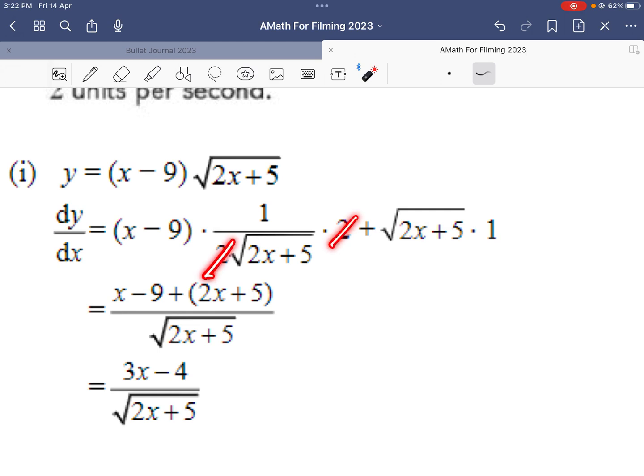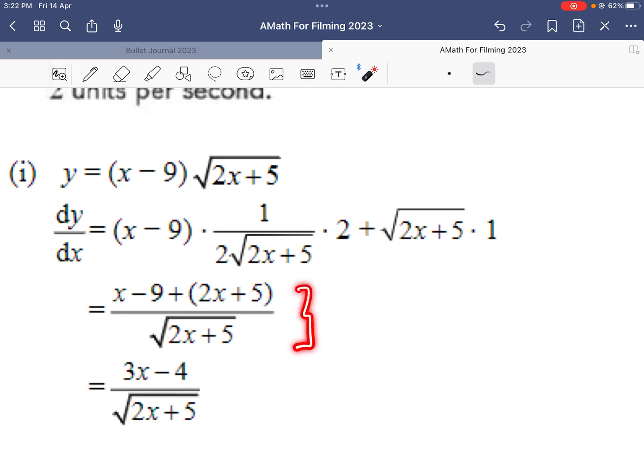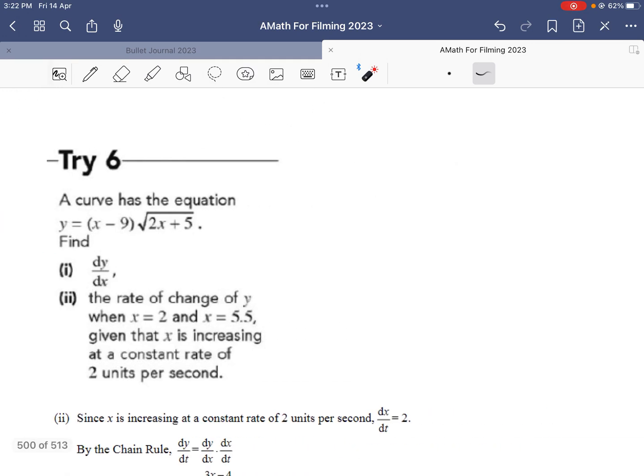Sorry, this one will eliminate the 2 and 2. So the lowest common denominator is root of 2x plus 5. To this term, I multiply by this, and I combine my fraction down here. It simplifies to 3x minus 4 divided by root of 2x plus 5.